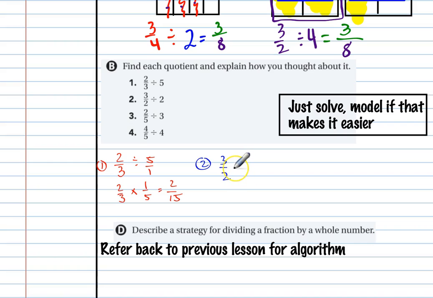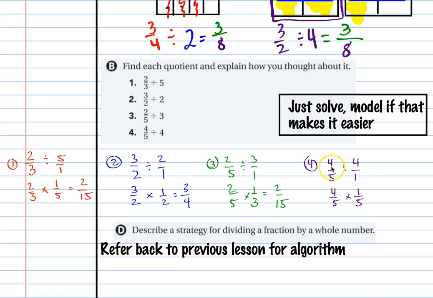Question 2 is going to be 3/2 divided by 2/1. Keep it, 3/2. Switch it, times. Flip it, 1/2, and we get 3/4. Number 3 is going to be the same thing, and 4, 2/5 divided by 3/1. I'll pause it and then I'll just finish out the questions.